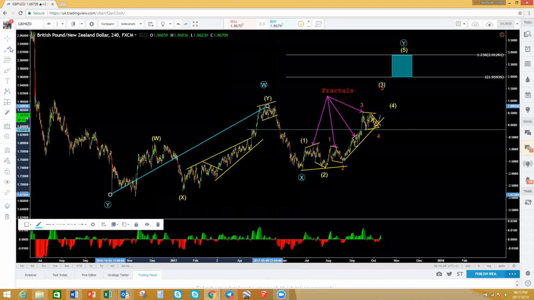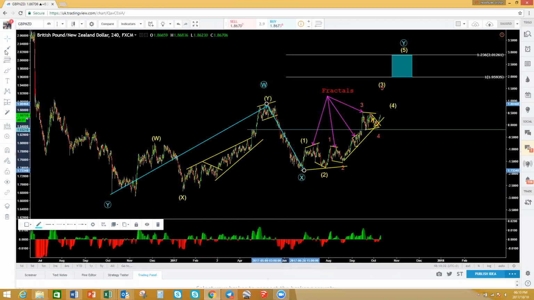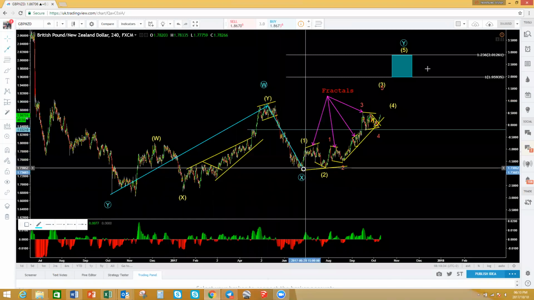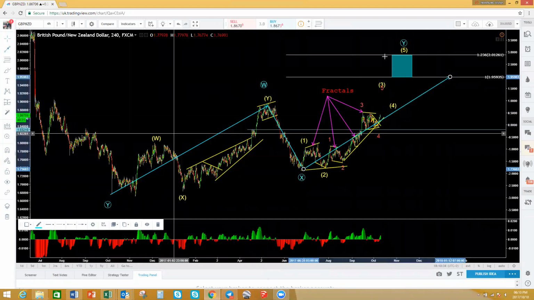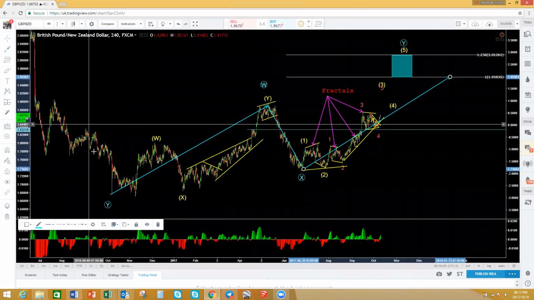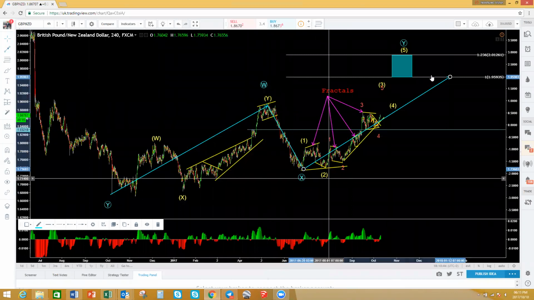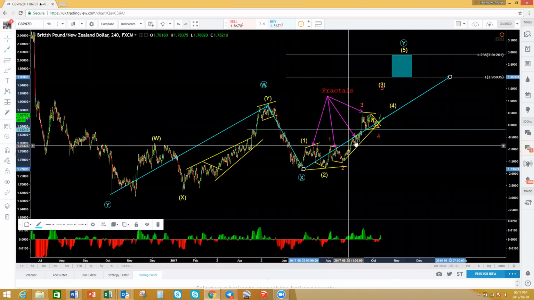1, 2, 3. WXY. Correction. We've got this long-term impulse coming here. It's been corrected by a simple ABC. So this is why I'm on a long-term trade, right?